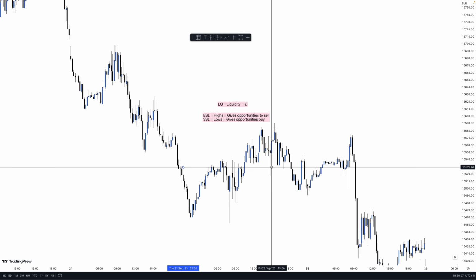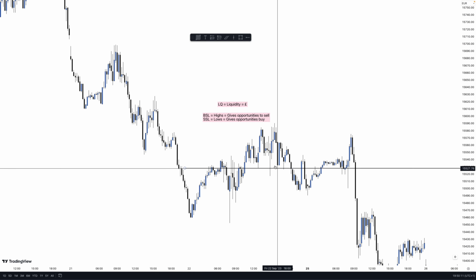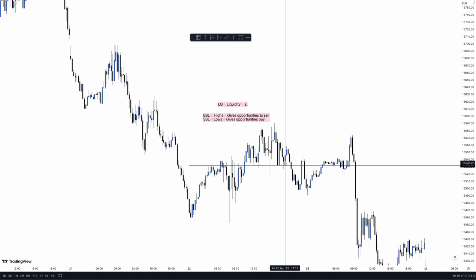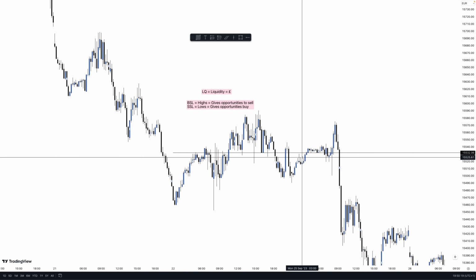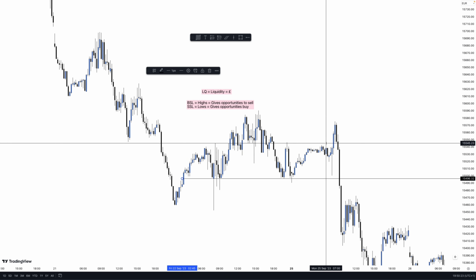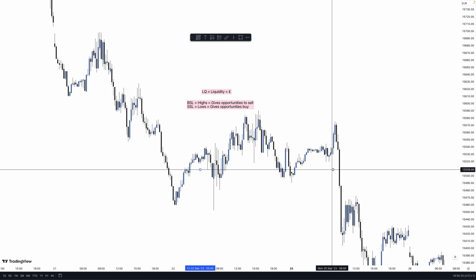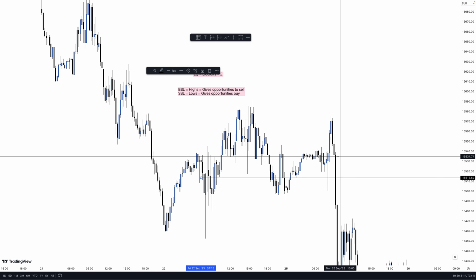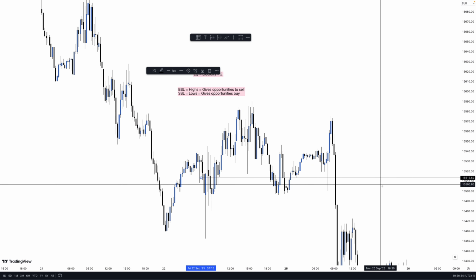We have a low literally right here, wicks through, gives a reaction back up. Low here, wicks through, reaction up. Low here, wicks through, reaction up. I'm just going to keep repeating that until it's stuck in your head, until you see the charts like how I do. Wicks through, reaction back up.